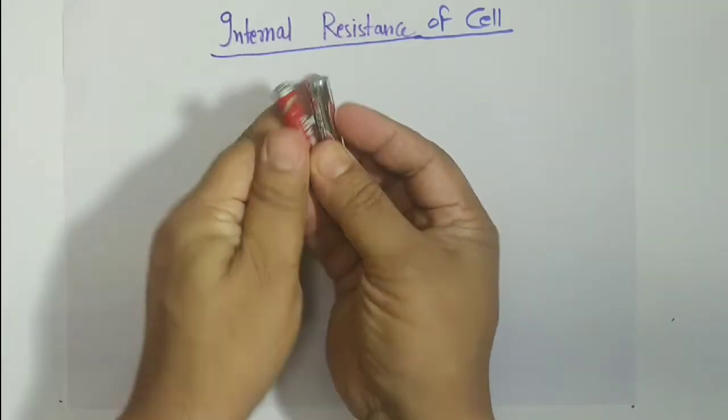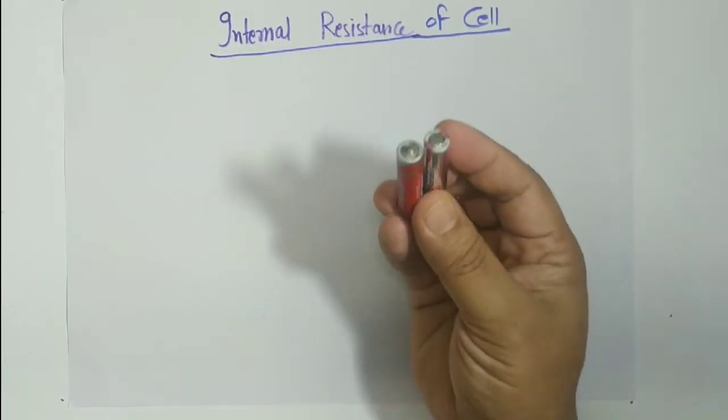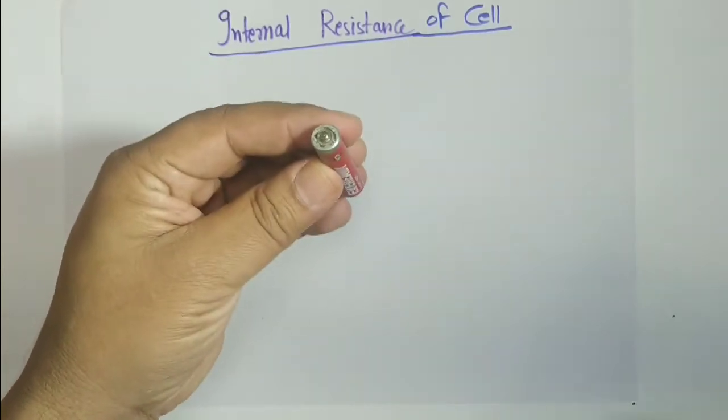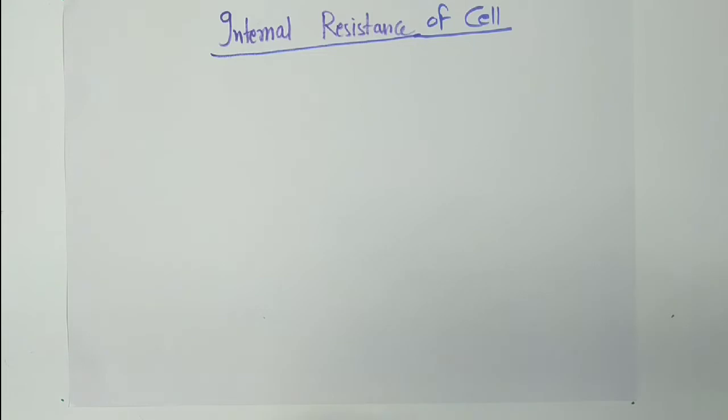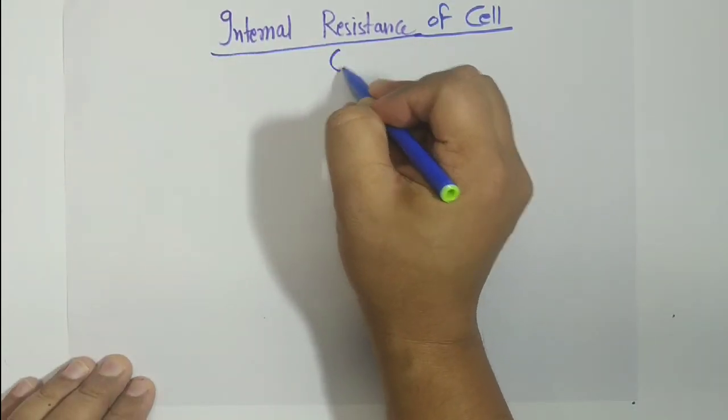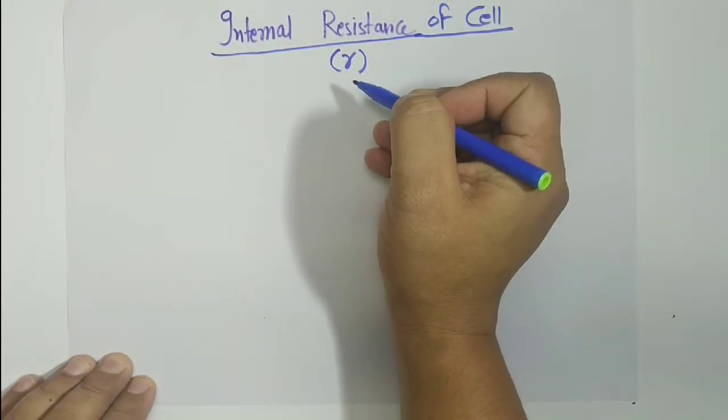This is a new one. If you see, this is a new one and this is the old one. You can see that. So the old one has something which is obstructing the current, and that is known as what? Internal resistance. So internal resistance is represented by r.